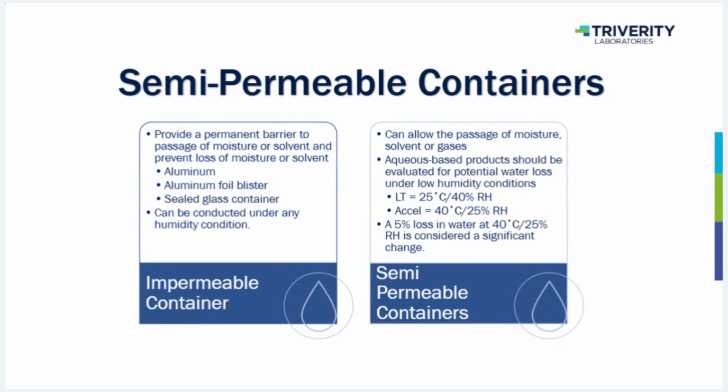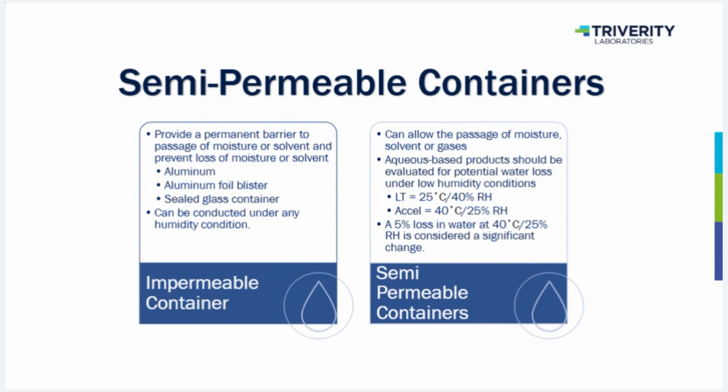Semi-permeable containers are containers that allow the passage of moisture or solvent or gases into or out of the container. Impermeable containers provide a permanent barrier to prevent moisture or solvent migration. Those would be like aluminum tubes, aluminum foil blisters, or sealed glass containers. And if it's in an impermeable container, it can be conducted under any humidity condition because there is going to be no transfer of moisture across the packaging.